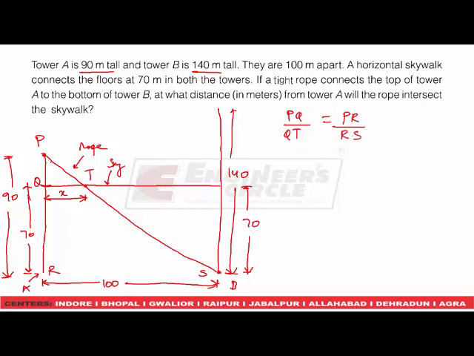Now PQ is equal to, this total distance is 90 meter, this is 70 meters, so 90 minus 70, 20 meter. QT we have to find out, that is x, equal to PR, the height of tower A, that is 90 meter, and RS, the distance between the towers, that is 100 meter. So from here we get x equal to 100 by 90 into 20. So it comes out to be 22.22 meter. So this will be our answer.